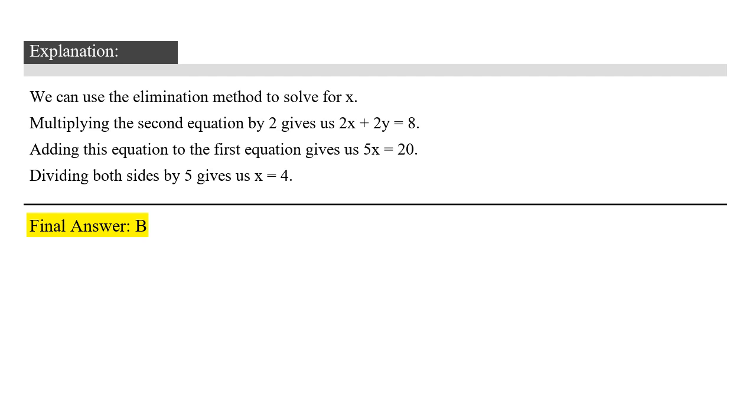We can use the elimination method to solve for x. Multiplying the second equation by 2 gives us 2x + 2y = 8. Adding this equation to the first equation gives us 5x = 20. Dividing both sides by 5 gives us x = 4.